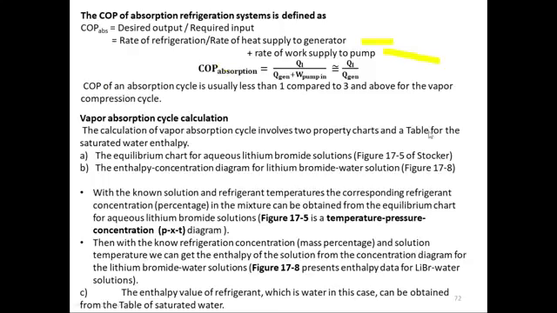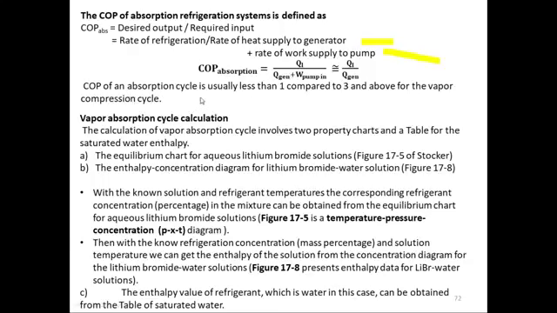In vapor compression, we have only one, electrical energy supplied to the compressor, but here it's two forms. But compared to the energy supplied to the generator, the energy required by the pump is very small. So normally we ignore it. So heat absorbed in the evaporator divided by the heat supplied into the generator, QL upon QGen, is the COP of the absorption cycle.